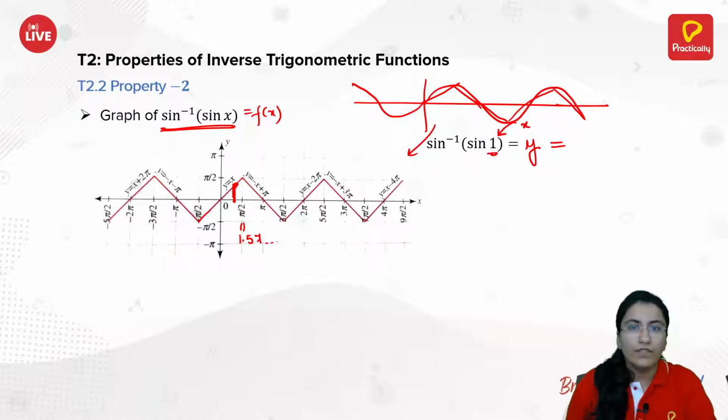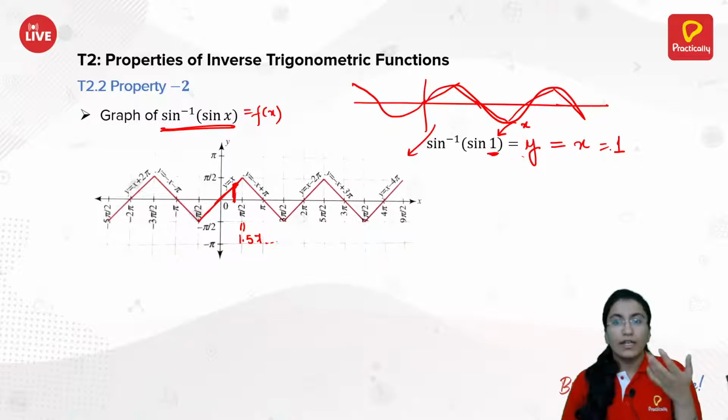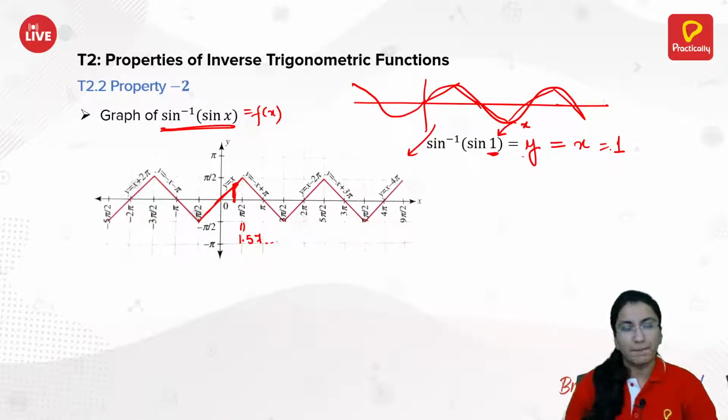The value which you supply over here is x, and the value you are getting is y. According to this line, you are touching this line now, so you are getting the x value only. That means you are having one value back. Even you can answer this directly. How? As 1 lies between minus pi by 2 and plus pi by 2, which is the range of sine inverse x, it will have its value back, right?